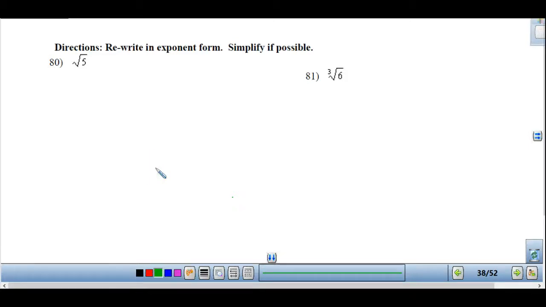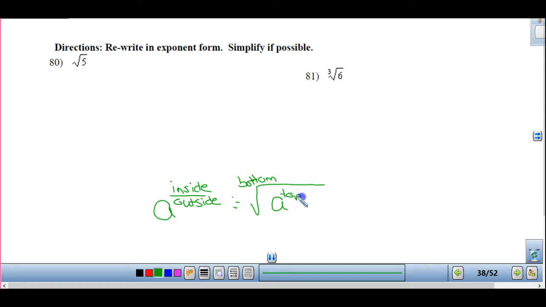All right, so we are on number 80, if you get there to it in your packet. If you remember this formula, you are going to want to write down that formula: a to the inside over the outside is going to be equal to the bottom root of a to the top.